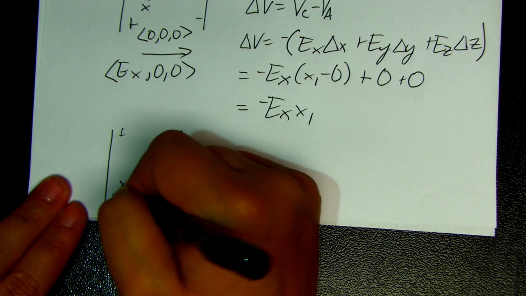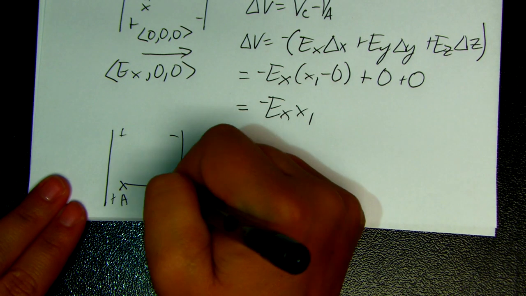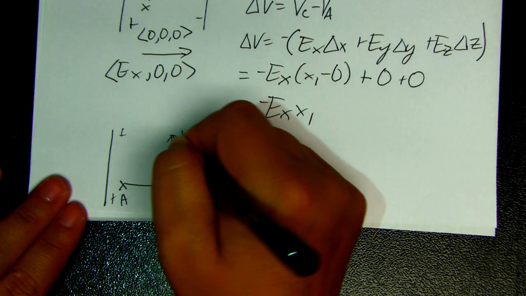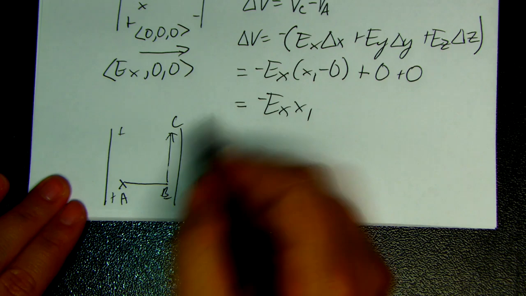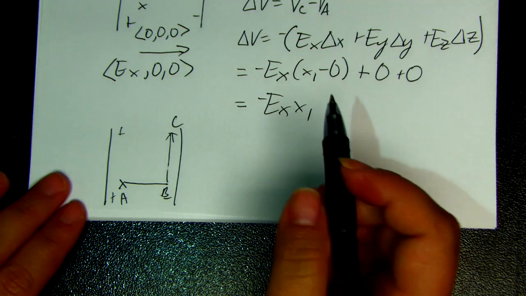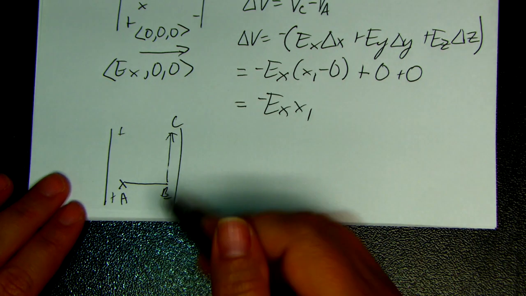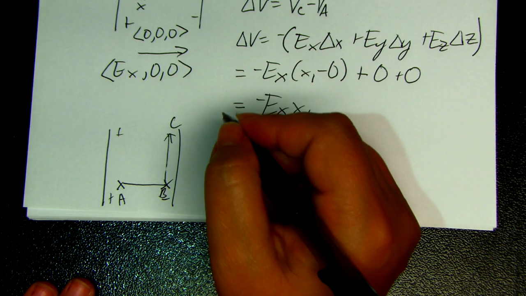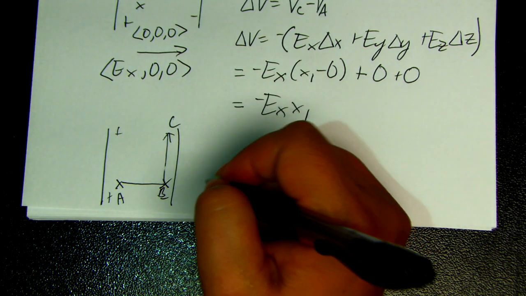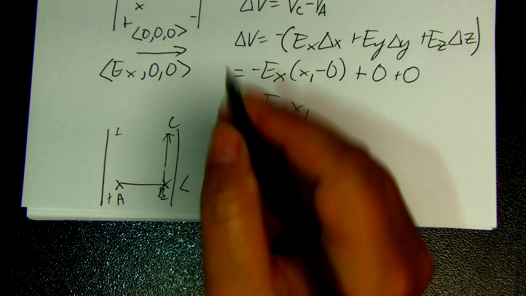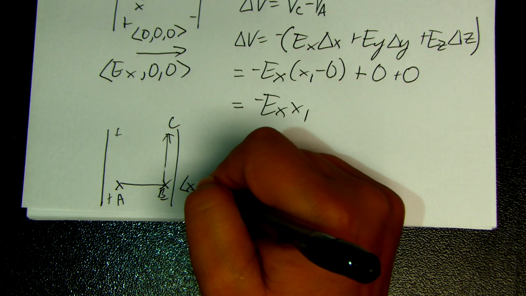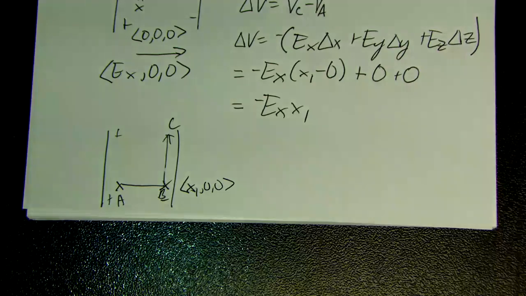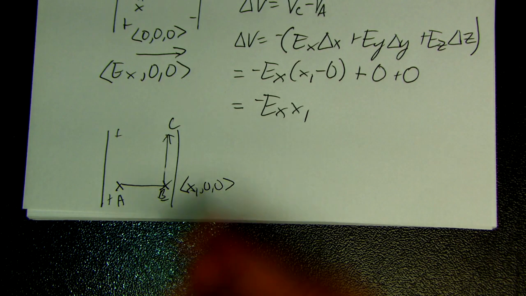Well, let's take a different path to get there. So we could do A to B to C. So we're still going to look at the potential difference between A and C, but we're going to take a little pit stop off at position B, which is at x1, 0, 0. And everything else is the same.